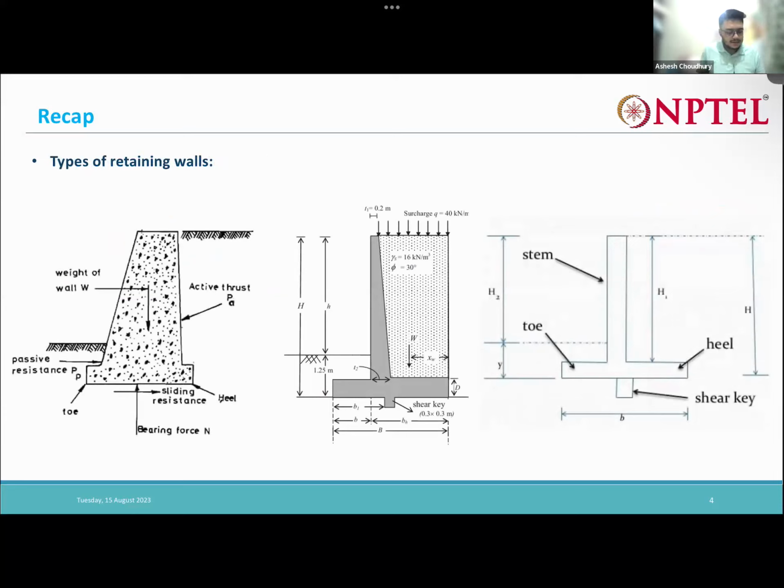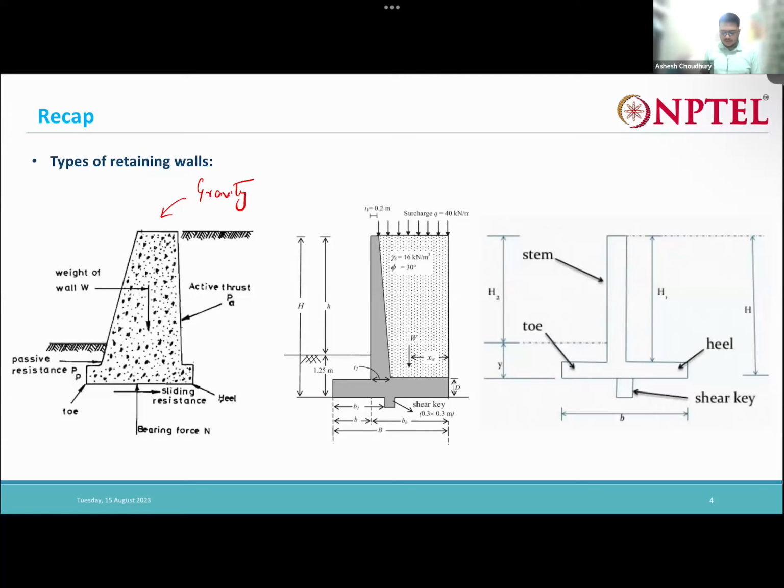Now next comes the types of retaining walls, right? So what is this first one? Which type of retaining wall is this one? Can you identify it? Gravity retaining wall. Yes, it is a gravity retaining wall.